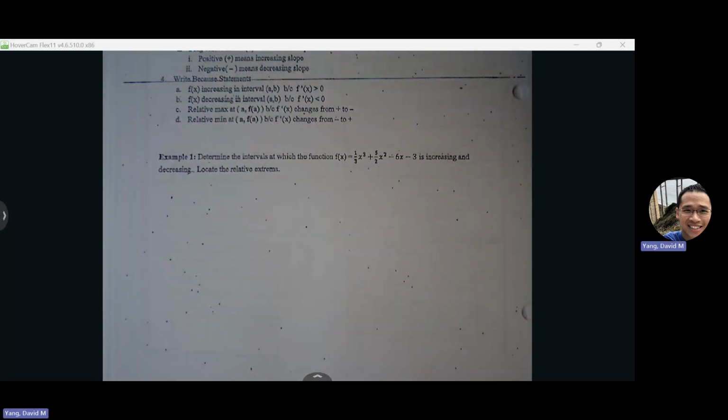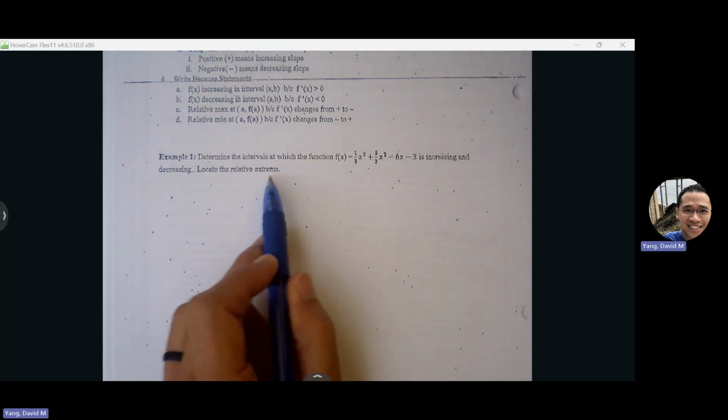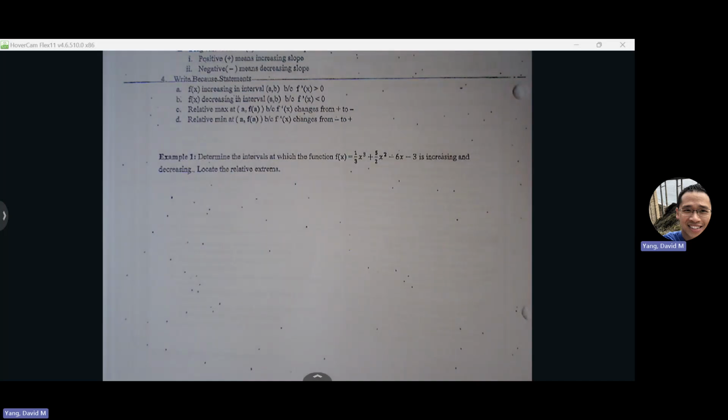Positive would mean the graph is rising. Negative would mean that the graph is falling. Okay. So let's just move directly into example 1, and I think the steps will feel familiar. All right, example 1, determine the intervals in which the function is increasing and decreasing, and also locate relative extrema. So again, that just means find relative max and relative min.